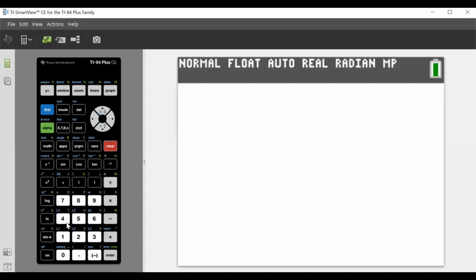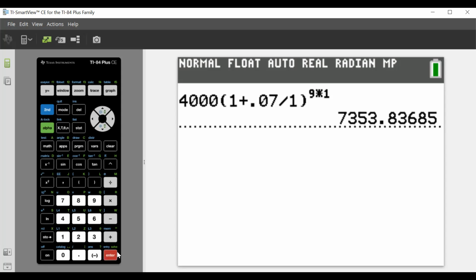Let's clear that out. So we have 4,000 times 1 plus 0.07 divided by, and that first one was 1. Then we're going to raise that to the 1 times 9. Maybe let's do 9 times 1. That way we can change the other one easier. Okay, so we get 7,353.84.